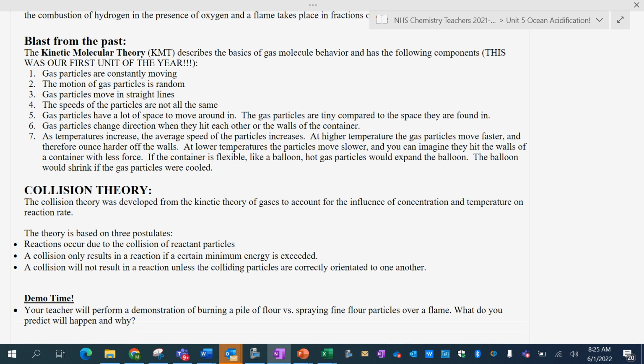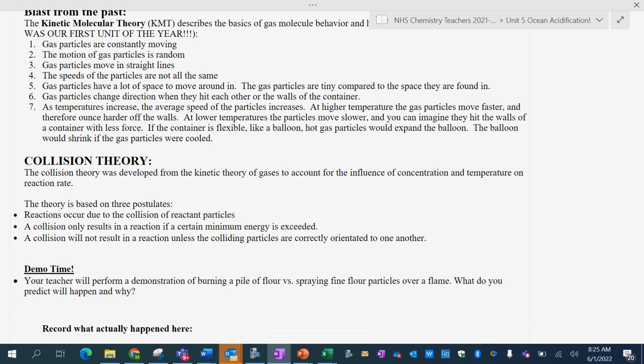Earlier in the year, we learned about the kinetic molecular theory of gas molecule behavior, and it is going to set the foundation for collision theory. So let's review. Gas particles are in constant, random motion. They move in straight lines. The speeds of the particles are not all the same. They have a lot of space to move around in.